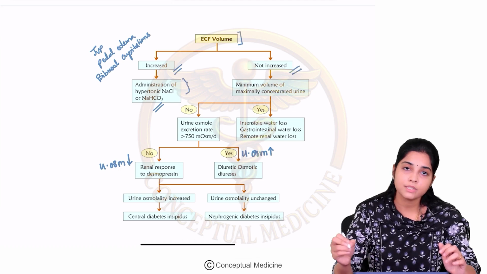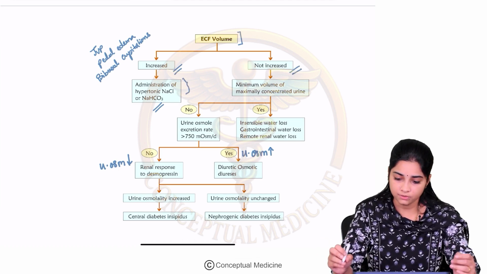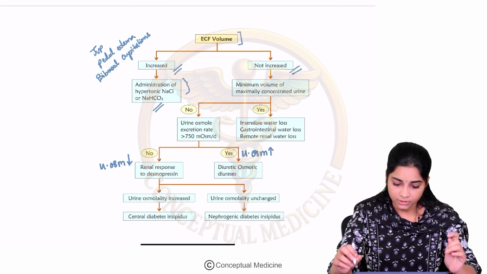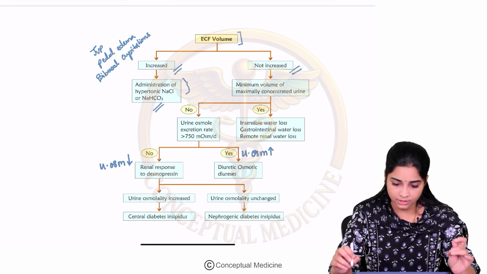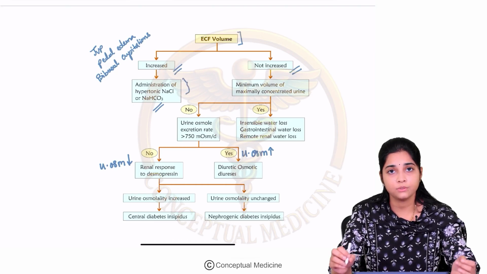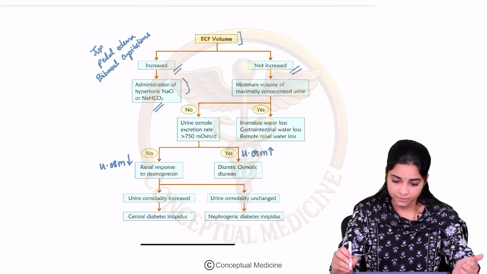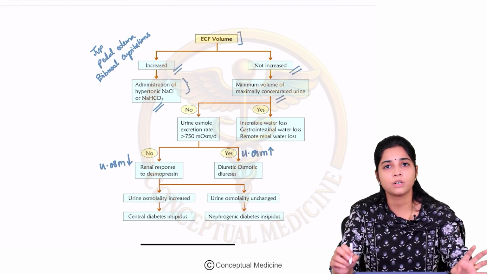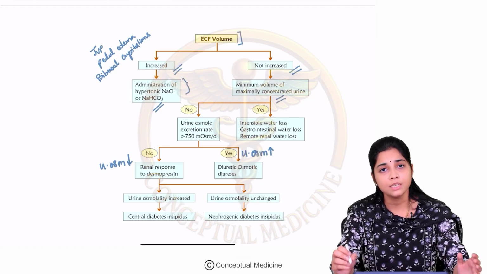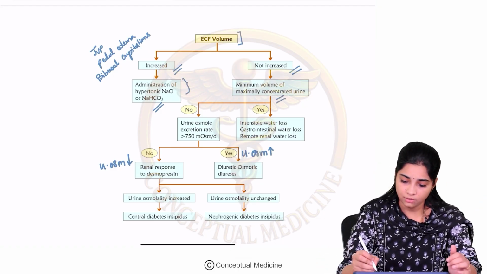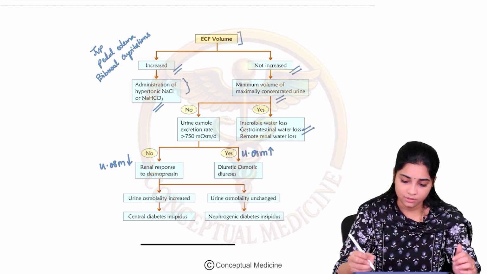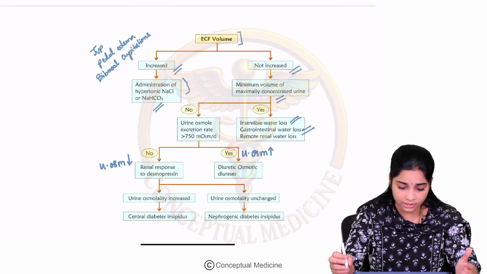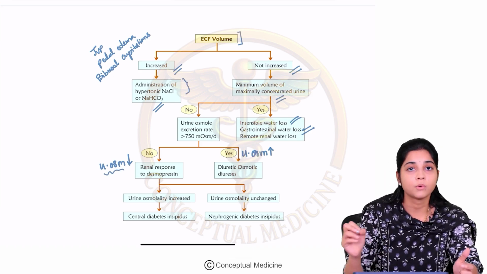If the ECF volume is not increased, the patient is not in a volume overload state, then you see what the urine osmolality is. You see what the volume of the urine is and what the urine osmolality is. If the urine is concentrated, it means what? The kidney is able to do its function. That means this is because of an extrarenal cause, because of a GI loss or insensible water loss. Right? If it is not, then you look at the urine osmolality.